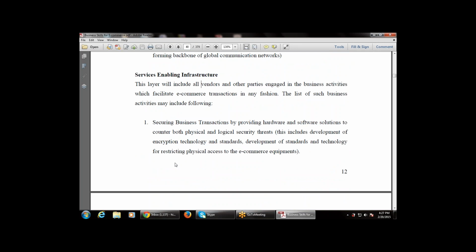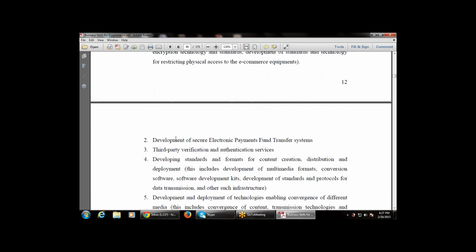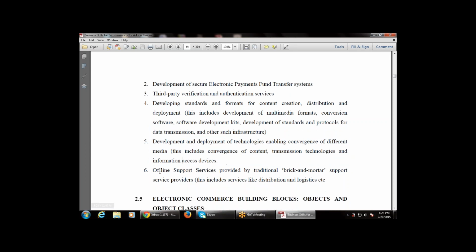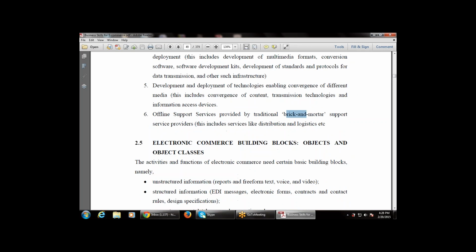First is secure business transactions by providing hardware and software solutions. Development of secure electronic payment fund transfer systems. Third party verification and authentication services. Developing standards and formats for content development, creation, distribution and deployment. Then development and deployment of technologies enabling convergence of different media, that includes transmission technology and information access devices. Then offline support services provided by the traditional brick and mortar model.